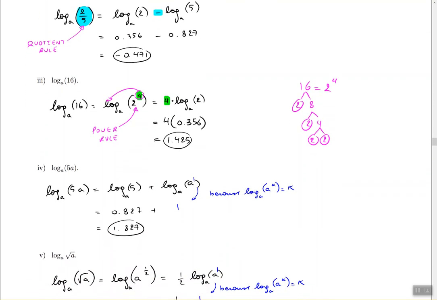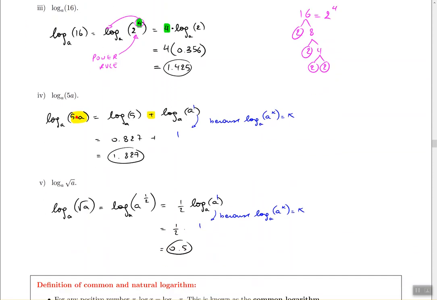The fourth one says log of 5a. And if you don't notice, there's a product right there in the middle, and product means that I'm going to be using the product rule. So that's why I put a plus sign between the log of 5 and the log of a. Now for the log of a, and the base is a, I had to basically look at a rule which says log base a of a^k is the exponent k itself. Okay, so that was the fourth rule I believe in the list. So that's what I did on part 4.